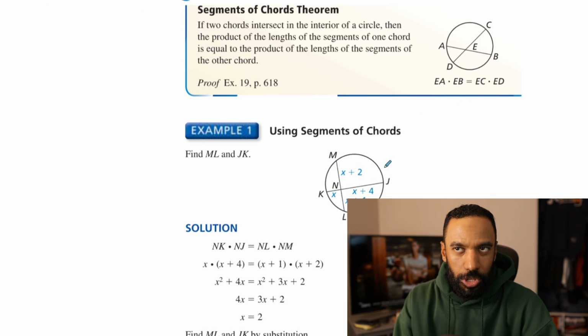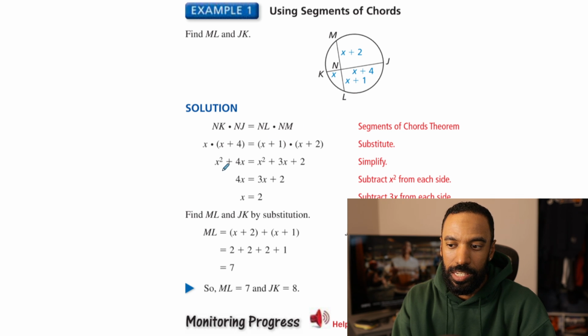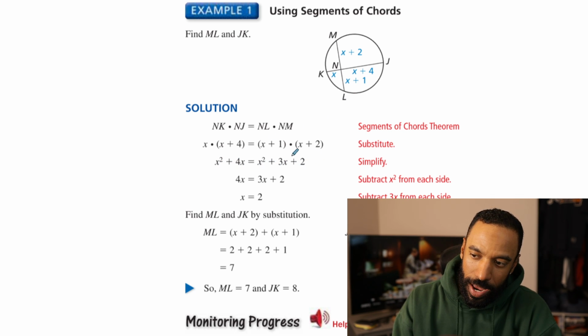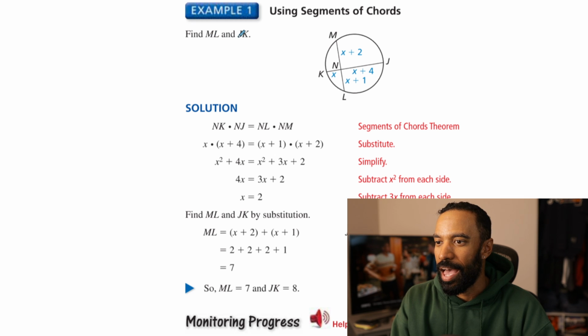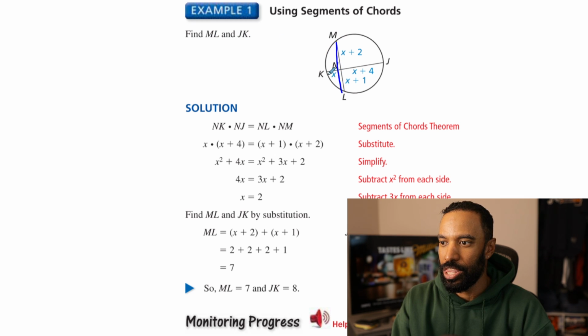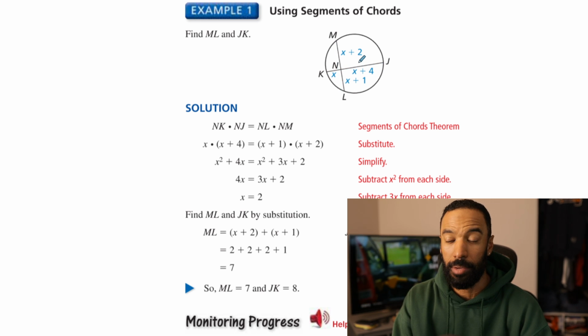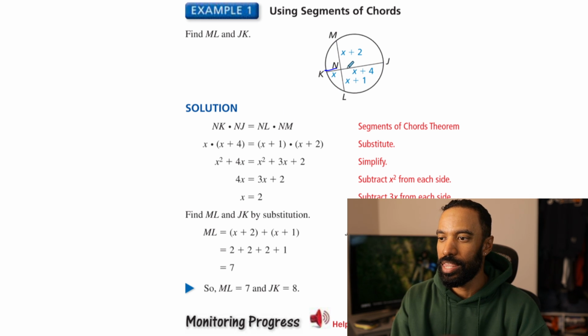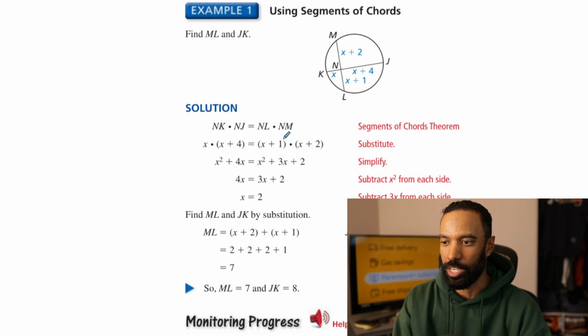Now, they use algebra, so we look at this example right off the bat, and it looks like we get to deal with things that turn into quadratics and then dive away from quadratics. Find ML and JK. Find this length and this length, which basically means solve for x first to do substitution in the segment addition postulate. So we get to say this times this equals this times this. We get to say x times x plus 4 equals x plus 1 times x plus 2.